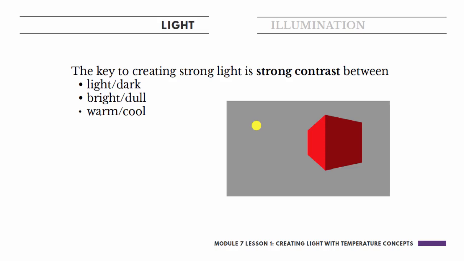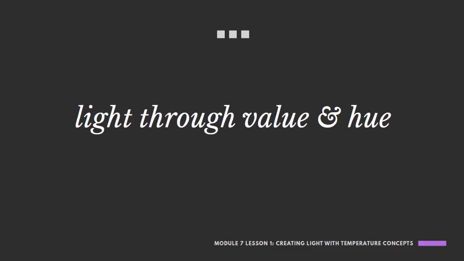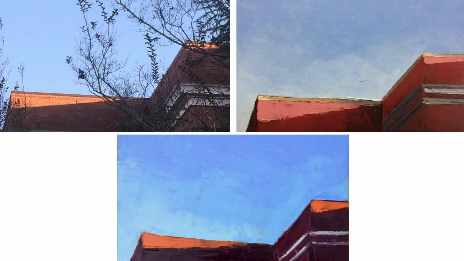We've covered those first two already, and we looked at light through value and hue in Module 5 in our painting of the building in strong illuminated sunlight, and we learned that using strong contrast in value is going to create a strong sense of light, but also that the way to incorporate hue in there is to use near adjacent hues to lighten and darken our colors.